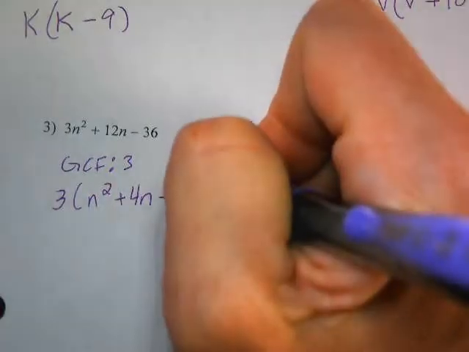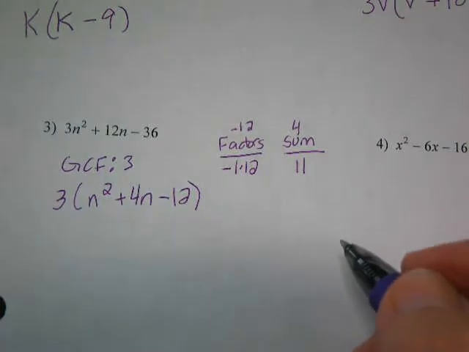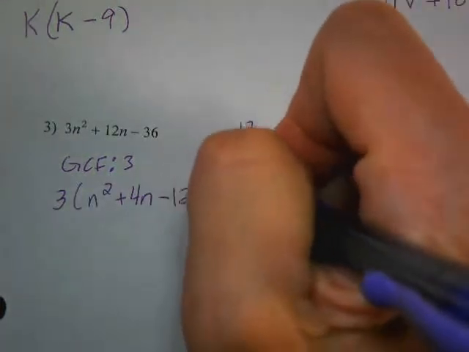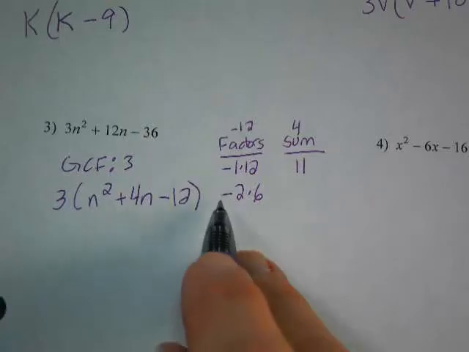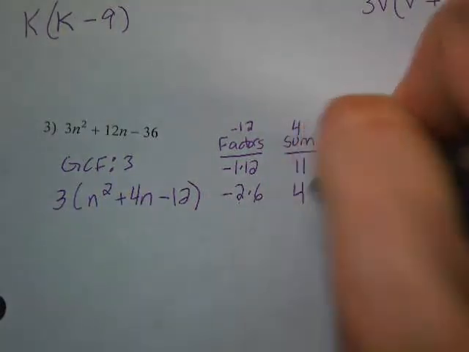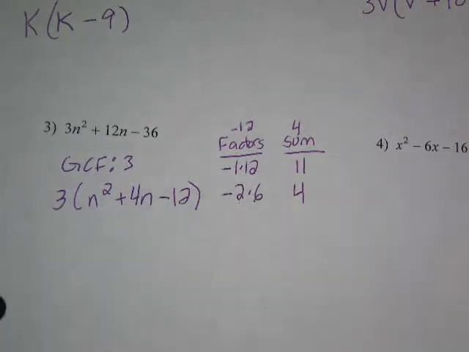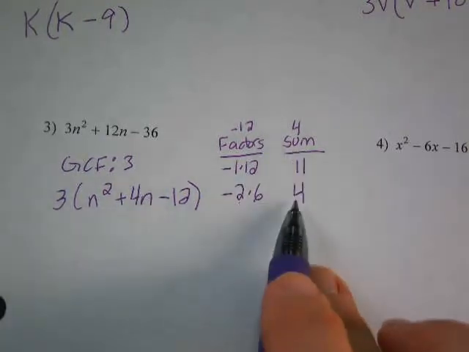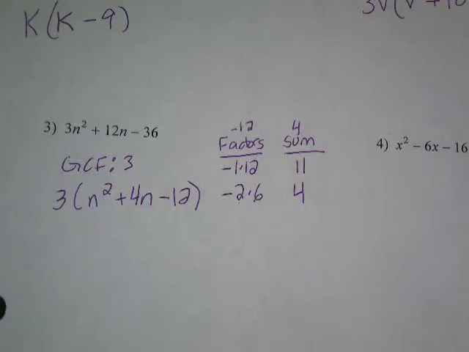So I'm going to jump ahead, because that's not going to give me a sum of 4. So I'll try negative 2 times 6. Negative 2 times 6 is negative 12, and negative 2 plus 6 is a positive 4. Be very careful when you're doing this step that you're getting the correct sign on your sum. We have done that, so these are the factors that we want to use inside our binomial.